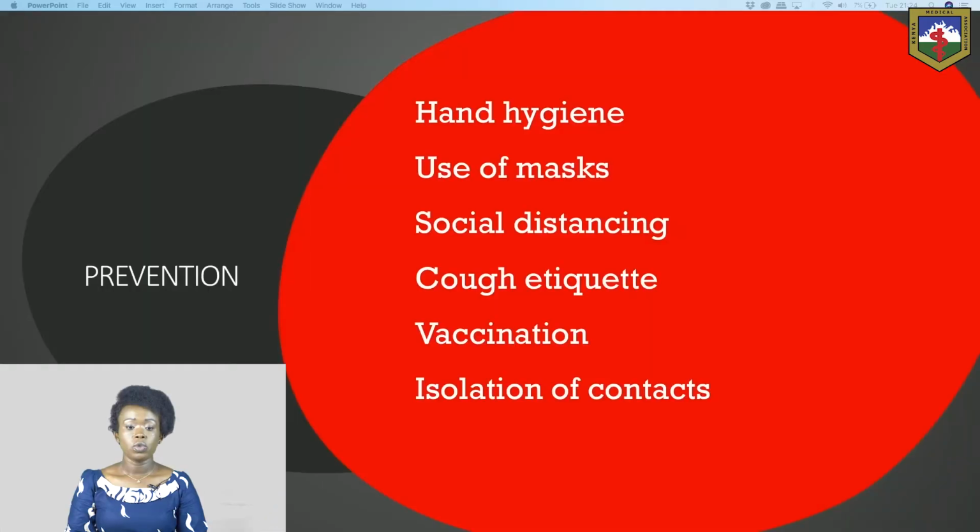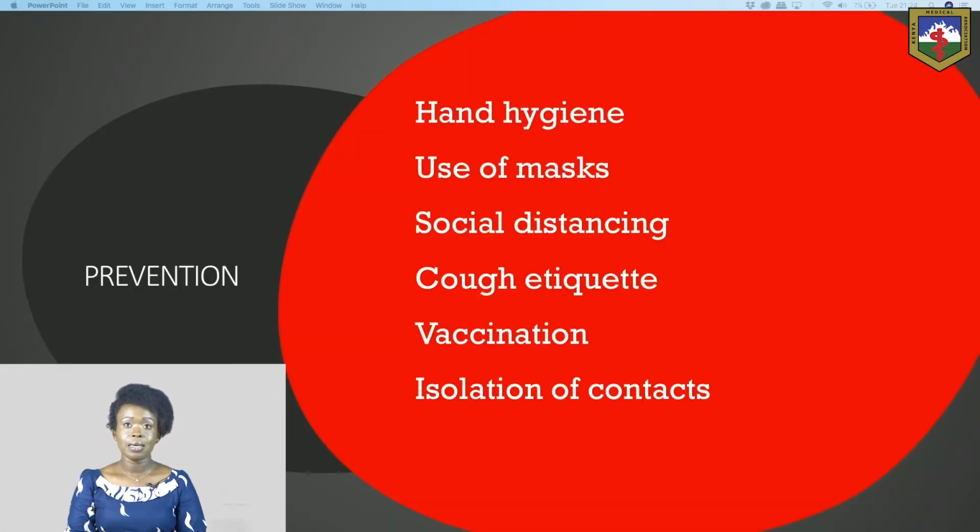So how can we prevent SARS-CoV-2? These are some of the measures that have been put in place and have demonstrated significant reduction in the transmission of SARS-CoV-2 in children. One of these is hand hygiene, where we promote the use of soap and water for washing hands as frequently as possible, and use of sanitizers. There's also the use of masks. However, children below 2 years may not be recommended to wear masks unless they are in public places and at higher risk of exposure.